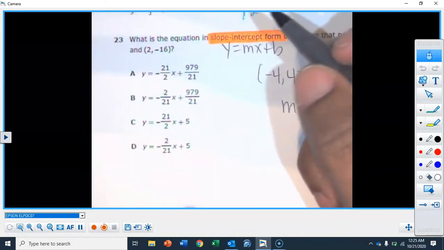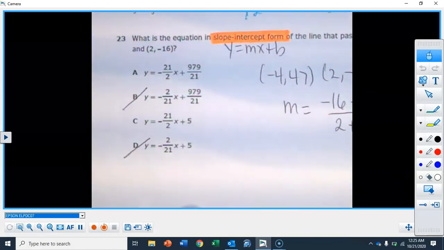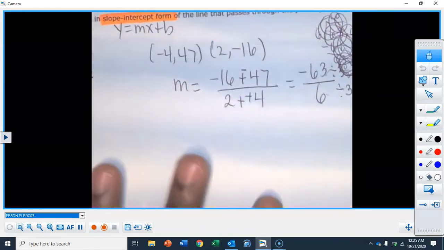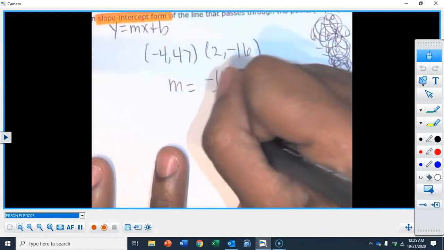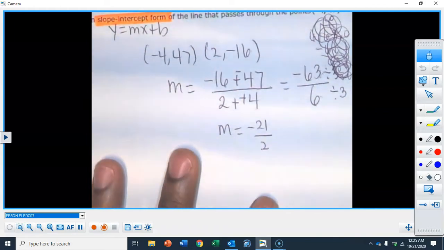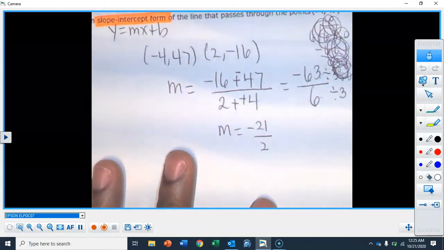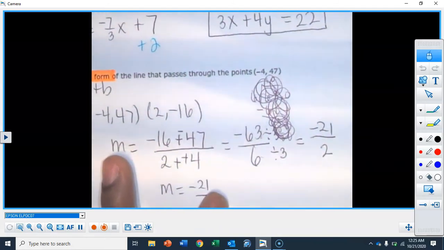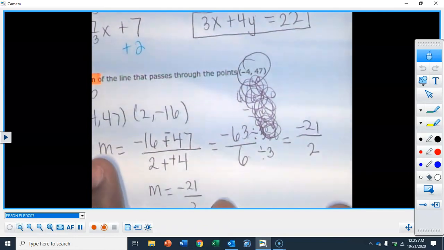So if it's negative 21 over 2, then I don't want B, and I don't want D, because I don't want 2 over negative 21. I want negative 21 over 2. Okay, now that I have my m is negative 21 over 2, now I'm going to use one of my points. So let's see if it matters. Let's use this one, the first one.